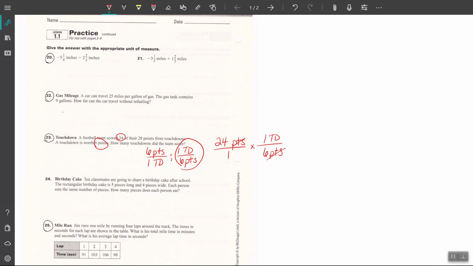So if we go from here and we multiply across, we've got 24 touchdowns divided by 1 times 6, which is 6. We're going to reduce 24 over 6, which is that. There's where the division comes from. And you end up with 4 touchdowns, which is the answer we were looking for.